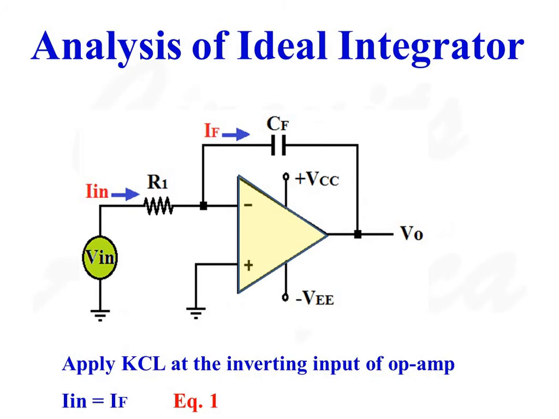Now let us analyze the operation of an ideal integrator. Applying KCL at the inverting input of the operational amplifier, we will get In is equal to If plus current flow towards inverting input of the operational amplifier, which is equal to 0 for an ideal operational amplifier. Therefore, we can write In is equal to If, equation number 1.